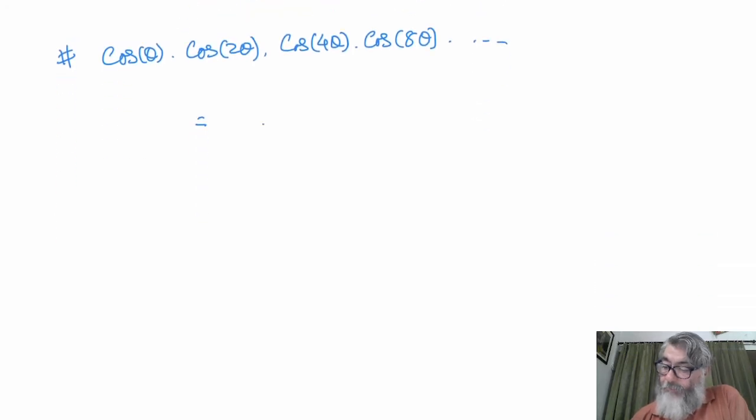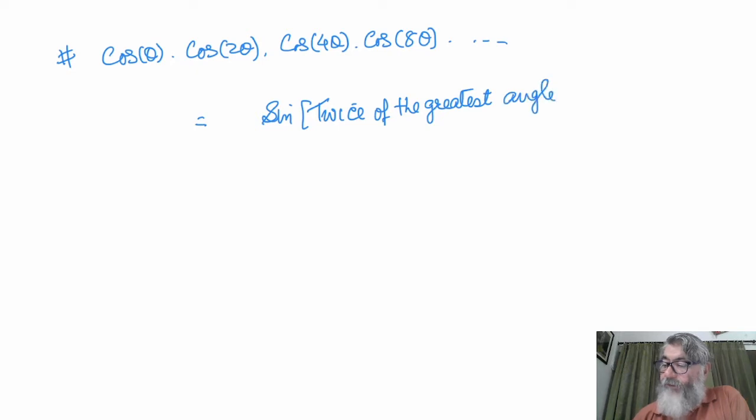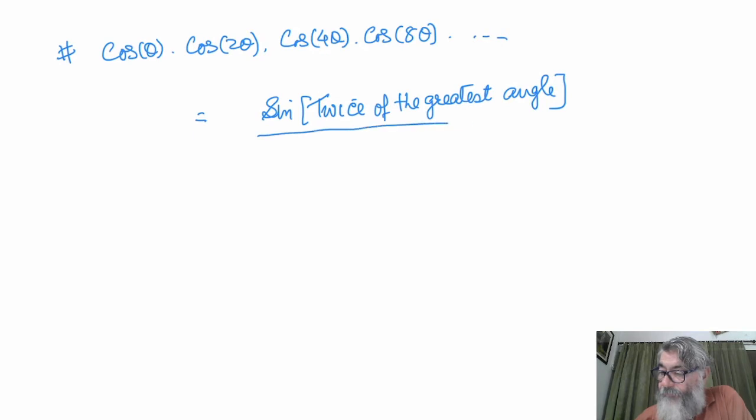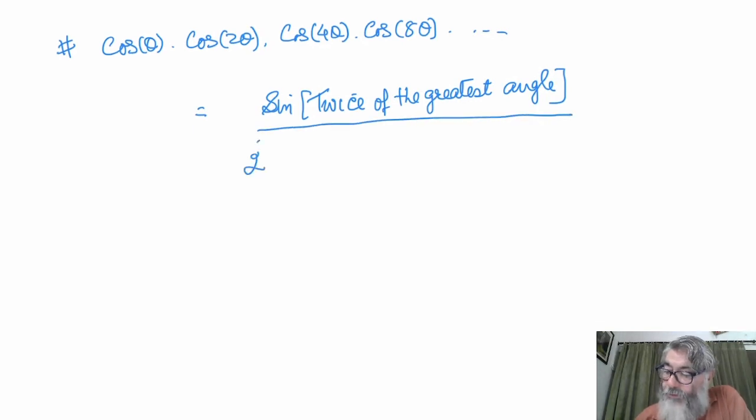sine of twice of the greatest angle, whatever is the greatest angle. For example, if the question is finishing at cos 8 theta, then 8 theta is the greatest angle. So sine of twice of the greatest angle will become cos 16 theta. If it is finishing at 32 theta, then it will become 64 theta, upon 2 into number of terms.